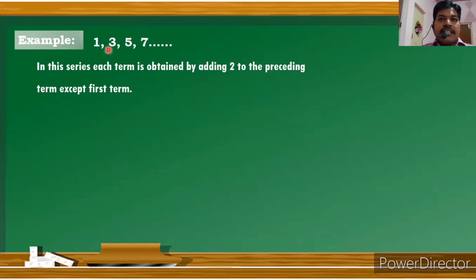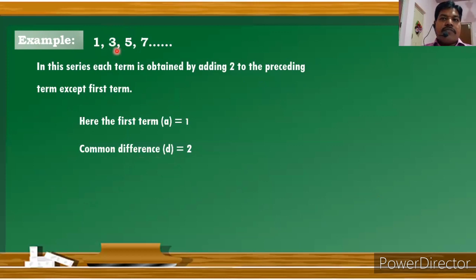That means the difference of the first two terms is 2, the difference of the next two terms is also 2, and the difference of the next two terms is also 2. In this series, each term is obtained by adding 2 to the preceding term except the first term. So the first term a is equal to 1, and the common difference d is equal to 2. What is the common difference? The difference of the first two terms is the common difference. Are you all understanding, students?